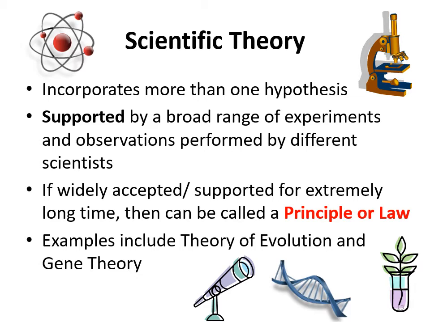And the longer that a scientific theory is around and the more widely accepted it becomes, then ultimately it gets labeled as a principle or a law. Because then it's like, okay, after this much time and this much acceptance, we can say this is scientific truth, basically.